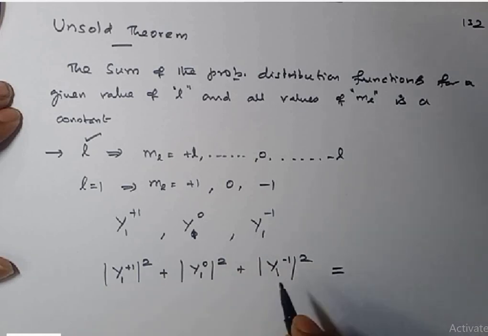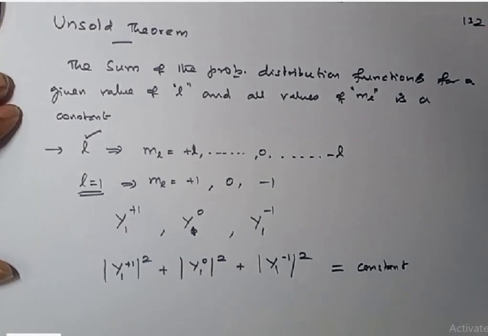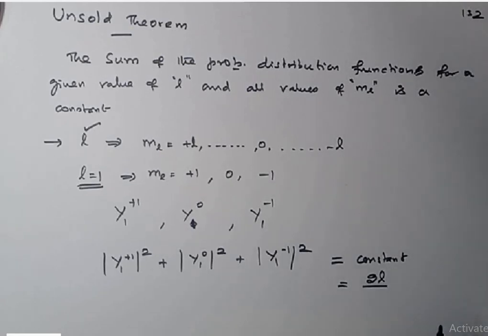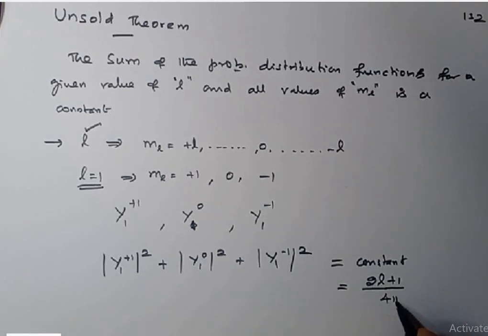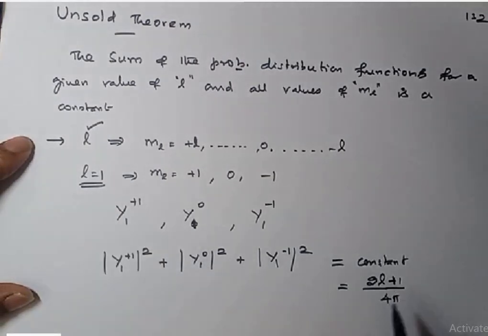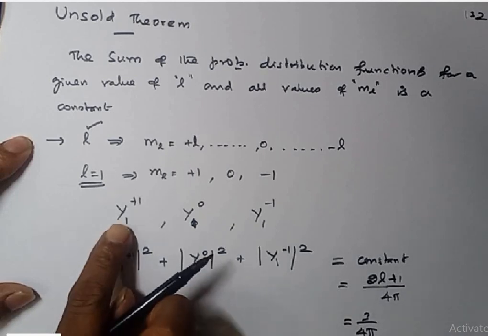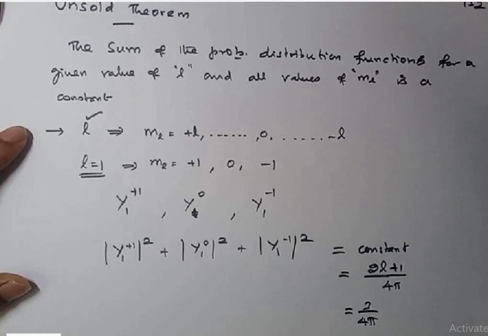Add them. This value is a constant for a particular value of L. What is the constant? This constant is equal to 2L plus 1 by 4 pi. Take it. This is what we call Unsöld's theorem. In the given problem, the L value is 1. So if you put L equal to 1 here, 2 into 1 plus 1, I get 3. So the constant value for this particular state is 3 by 4 pi.